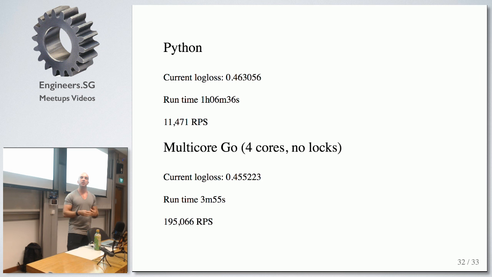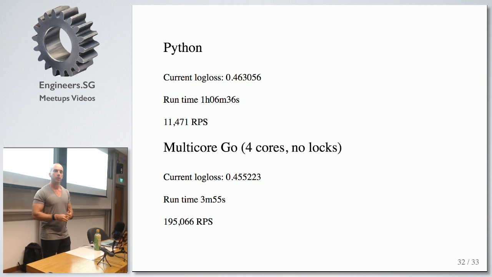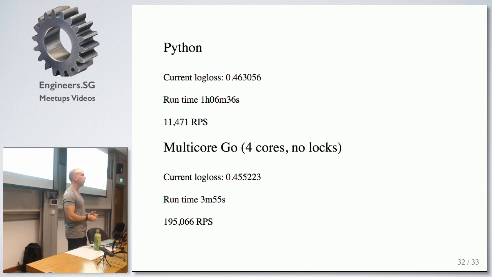One thing that I do is I usually operate in requests per second or records per second. When I build systems, I usually don't care about how many terabytes of data. I care about how many requests per second, how many records per second I can push in there. So the Python version is about 11,000. The Go version is about 200,000. Nice. 20 times speed improvement, plus minus.